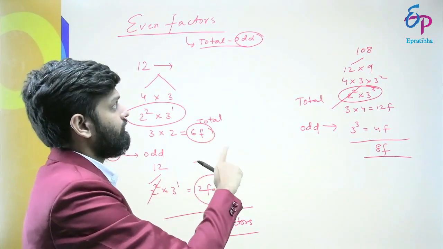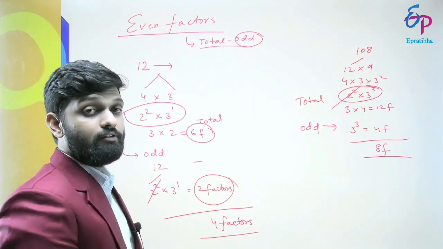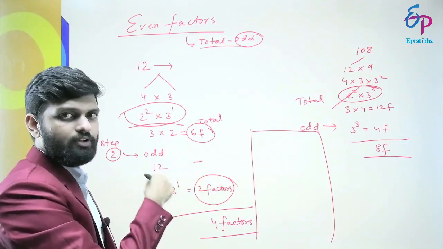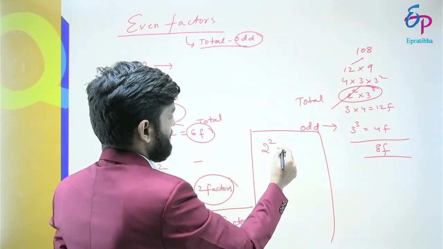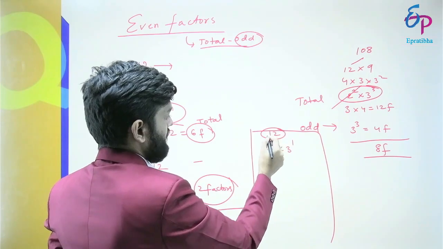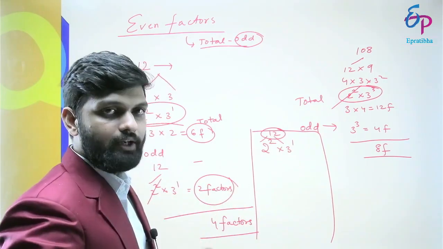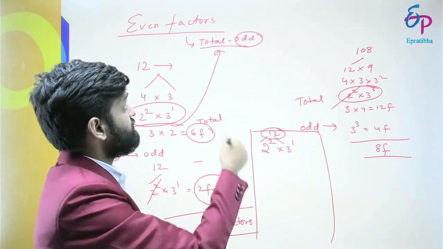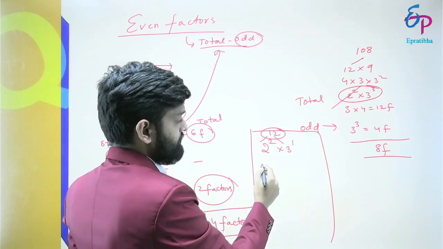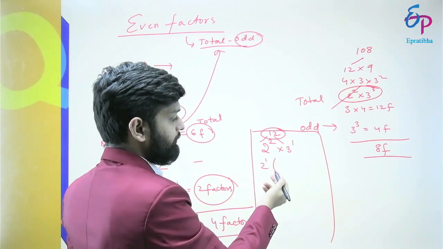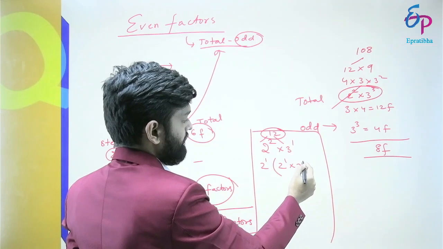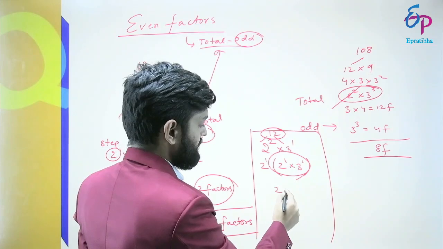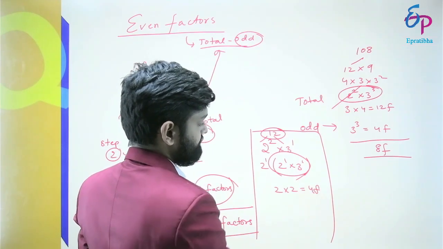I'll give you one formula, one logic which will get you the answer directly. You have to take the prime factorization, there is no other way. So 2 square into 3 power 1, right? This is for 12. I just want to know in one step. I don't want to calculate odd factors, and I don't want to subtract or take the difference between total and odd. So what I will do is take 2 common. So what will be there? 2 power 1 into 3 power 1. Now you have to calculate the total number of factors inside the bracket. So that means 2 into 2, that is 4 factors.